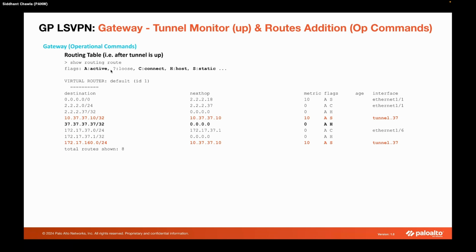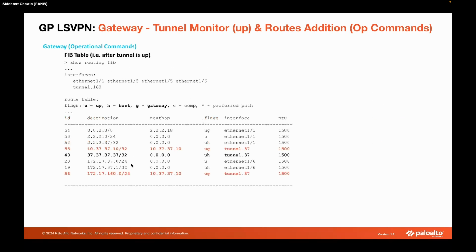Show routing route to check the routes, and the FIB table, show routing fib, to see the routes being pushed to the tunnel. You'll see flags UG and the tunnel interface.